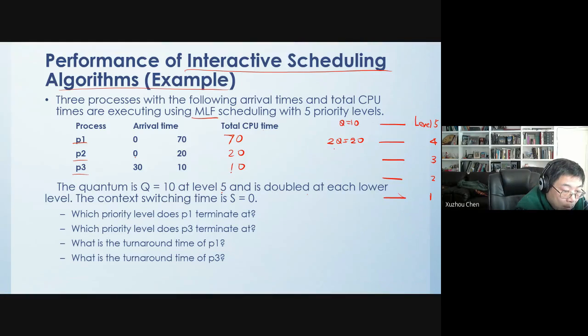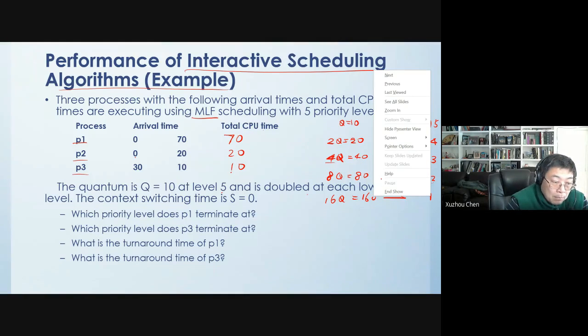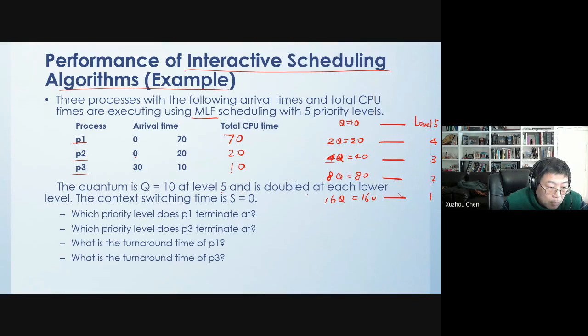And the lower level doubles again. So it's 4Q, 40. Now this level 2 doubles the previous one, so it's 8Q, which is 80. And 16Q, which is 160. So it's 10, 20, 40, 80, 160. So this is the highest priority queue, and this is the next highest priority, and this is the next highest priority.